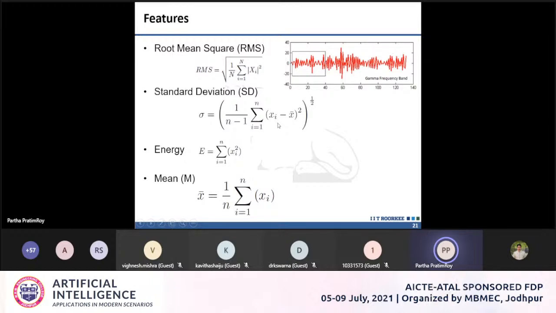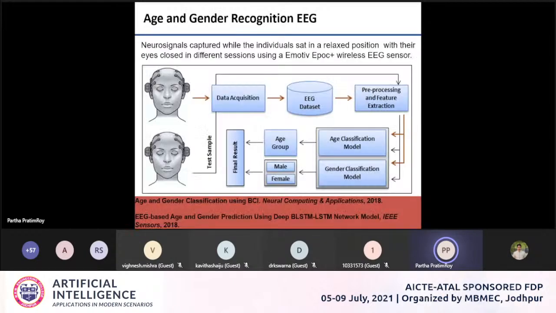The x values are all amplitudes of the samples. For example, in this 40 milliseconds there is some continuous data, so I'll take some sampling. I have picked 100 samples or 50 samples, and these 50 samples are the x values. From these x values I can compute the root mean square, standard deviation, energy, or mean. These kinds of features I will extract, and once we extract those features, they will be used for machine learning.